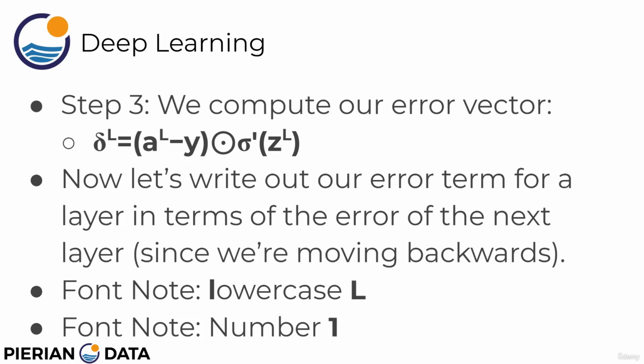The reason I'm not going to be using a capital L is because in general we should be using capital L to denote the very last output layer. And what I want to do is show you the formula for the error vector and those calculations for any layer l, lowercase l that is, inside of the network.